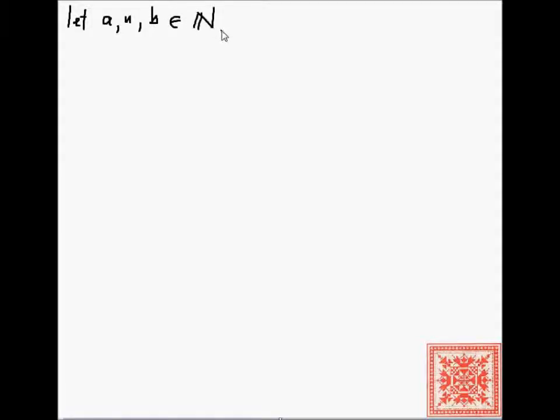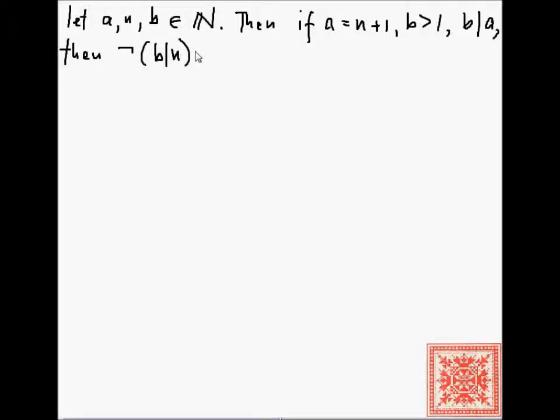So let A, n, and B be natural numbers. Then if A is equal to n plus 1 and B is greater than 1 and B divides A, then it is not the case that B divides n, right? Or B does not divide n. You can prove it by contradiction, by assuming that B divides n and then reaching a contradiction. Right, so this would be a useful exercise.